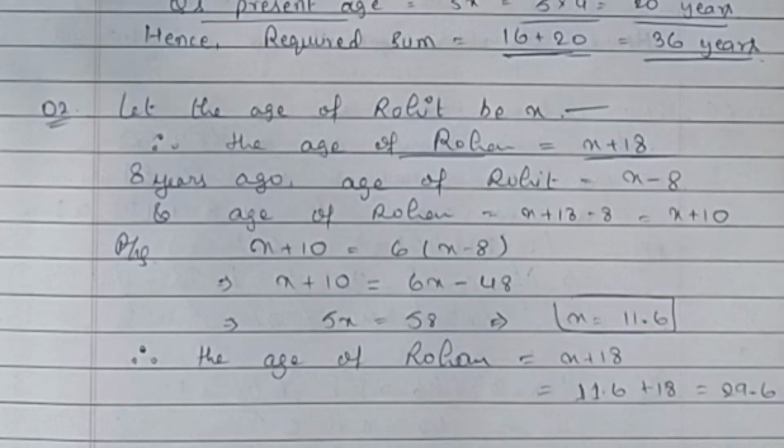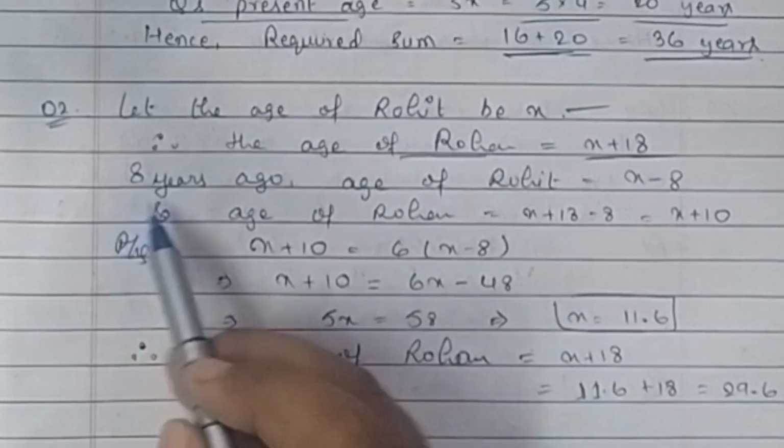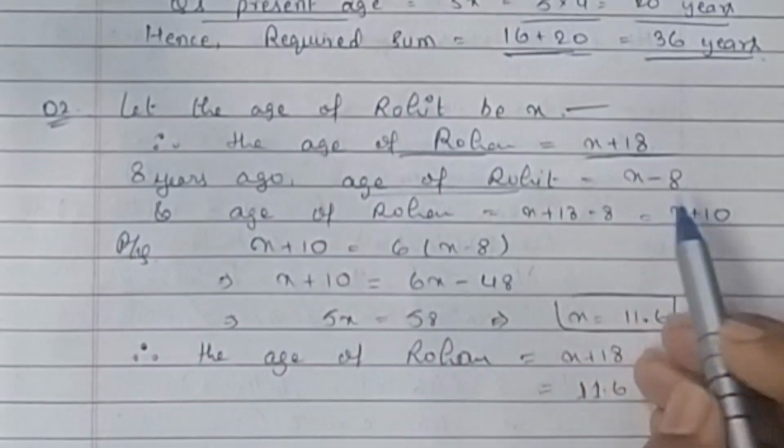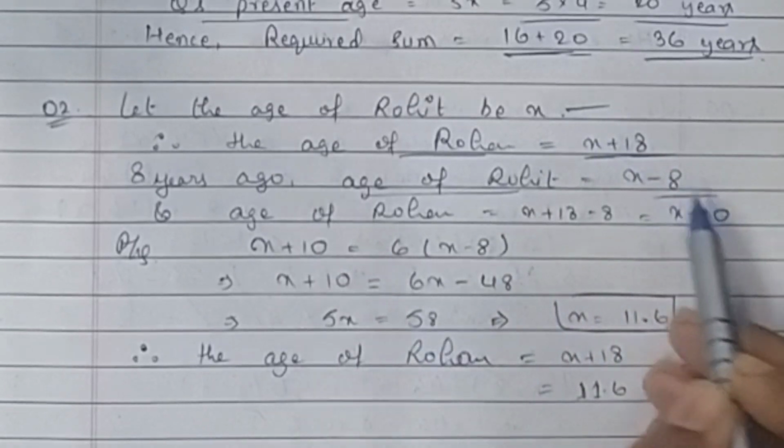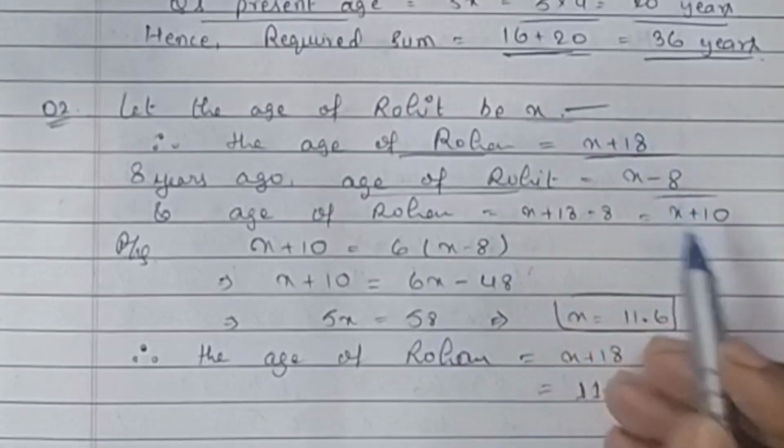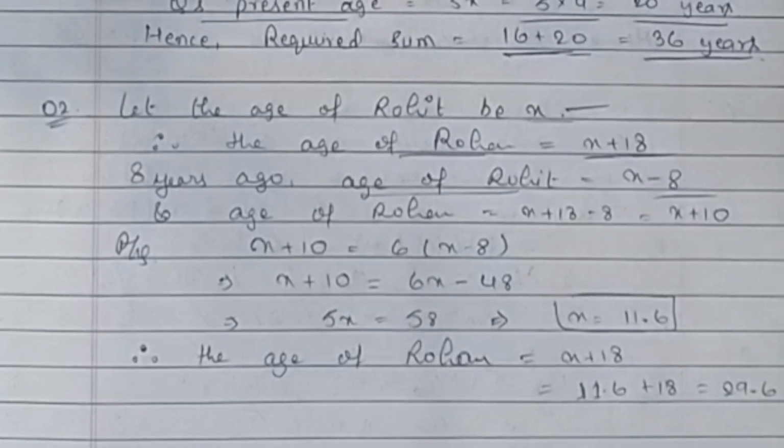So the question is discussing the time 8 years ago. 8 years ago, Rohan was 6 times as old as Rohit. That means Rohan was 6 times older than Rohit. So 8 years ago, the age of Rohit will become, we have to subtract 8 years from the present age so that we can form the further equation.